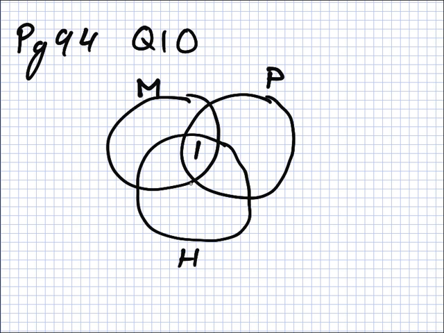2 students study physics and history. So what do I put here? 1. 2 students study maths and history. So here? 1. 2 students study maths and physics. 1 there. Is that right? Yeah. 5 students study physics, and 4 students study history. 5 students study maths, and there's 11 students in total.